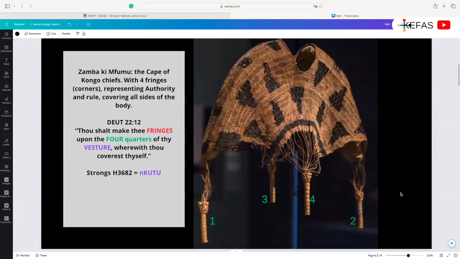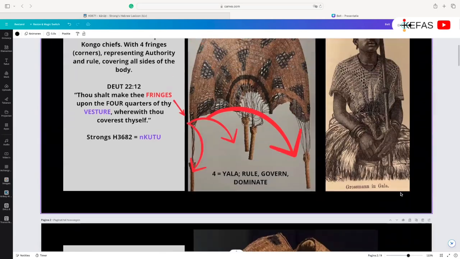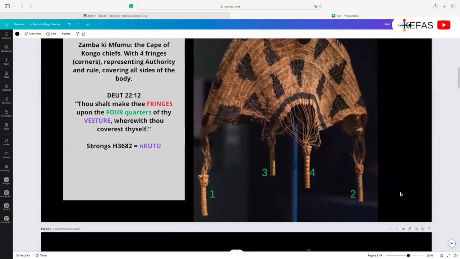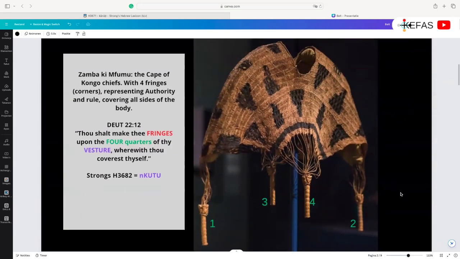Now here you can see there are the four corners, or the four quarters. You see one, two, three, four: the left side, right side, back side, and the front side. If you put this together, if you have to draw this, what will you get?